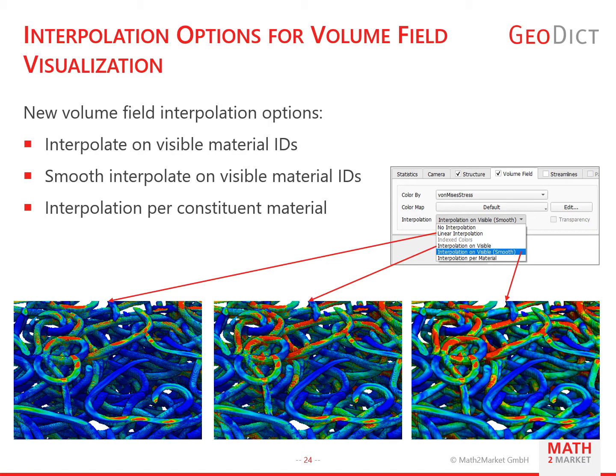On this slide, the new interpolation options are shown for a mechanics simulation, where the stress values in the stiff fibers are much larger than in the matrix. The image on the left shows a classic linear interpolation, which leads to visualized stress values which are too small at the material interface. The interpolation only for the visible fibers gives a much better result, which can be seen in the image in the middle and in the image on the right.